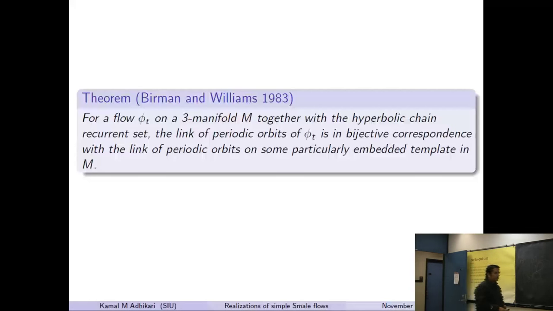So to study a flow, to study a Smale flow, we can have a template model. We can study the knot structure and the link structure of any periodic orbits on the template, and that will be the same in the original flow. Whatever linking structure we get on the template will be similar to the linking structure of periodic orbits in the flow. So it is easy to study the flow by using a template model.